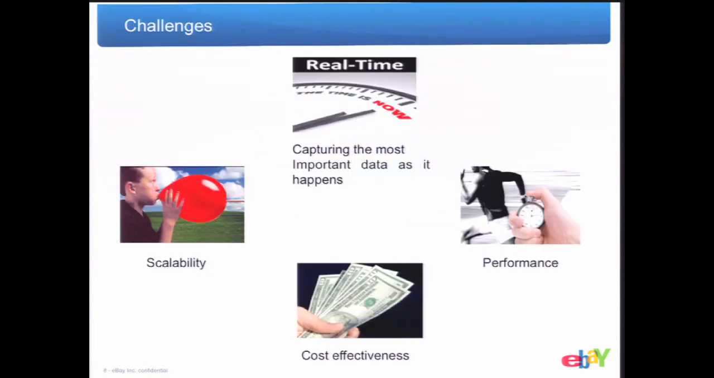So we talked about the three applications: tracking, experimentation, and personalization. Let's talk about the challenges we have in these three applications. The foremost challenge is capturing the most important data as it happens. What we are talking about is capturing the activity in real time, whether it's tracking or experimenting, where you want to track the data, and scalability.